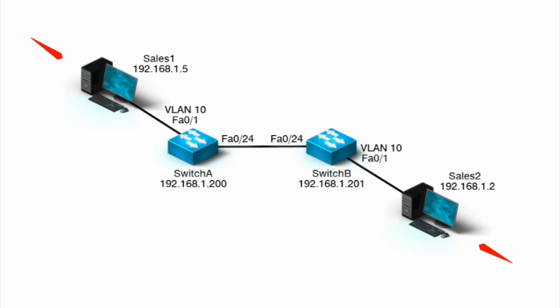Each switch has a sales workstation configured in a non-default VLAN. That's VLAN 10. And that's true on each of the two switches. The FastEthernet 0/1 link on both switches is configured in VLAN 10.